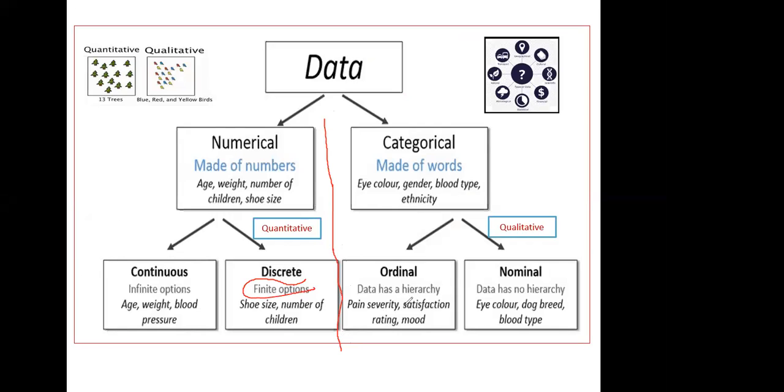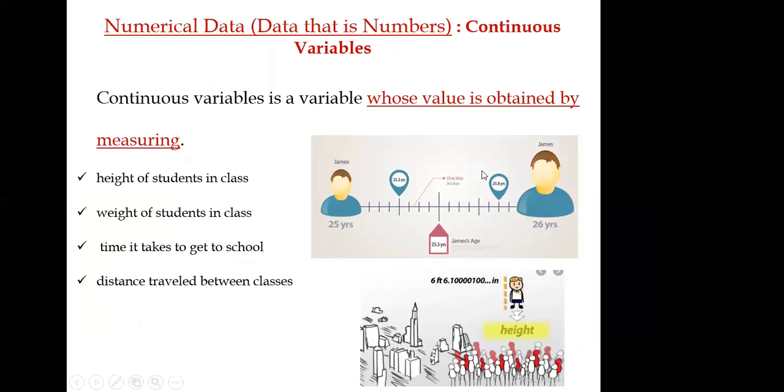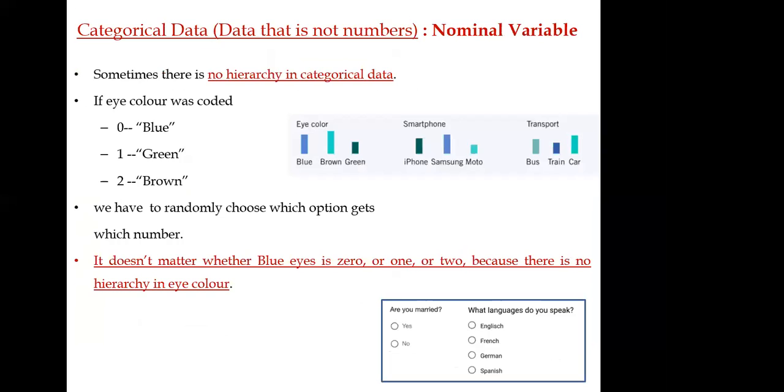Also, some of the data comes as words. As I told you, students doing their research projects based on sensory evaluations get data coming as words. That kind of data we divide into two: ordinal and nominal. What is called nominal? I will explain nominal first. Nominal means there is no hierarchy in the categorical data.